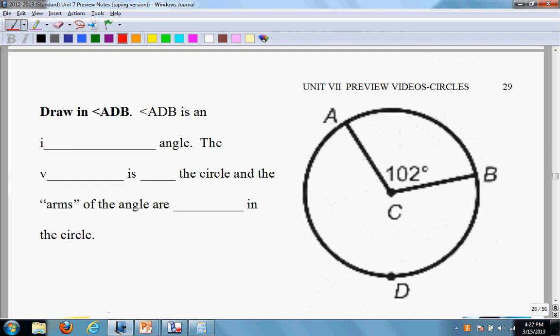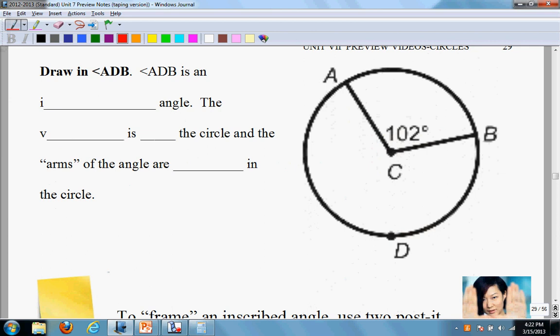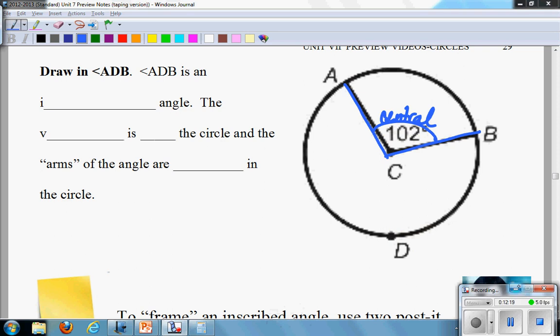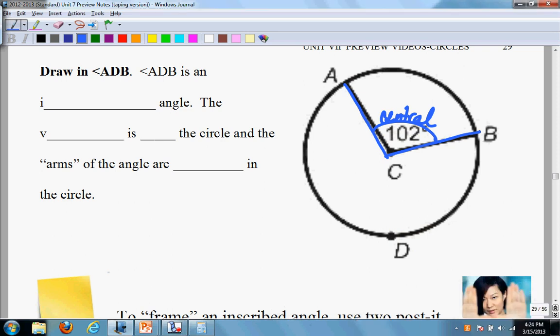Let's try the second angle. Now we're going to draw in angle ADB. Be real careful with this. So here's your central angle. I'm going to do that again in blue. That's your central angle. I'd like you to trace and draw that again. I'm going to pause and wait for you to do that. Okay, now we're going to draw in ADB. Notice I changed. It's not ACB, it's ADB. So start at A, go to D, go to B. This is where you need your straight edge, please.